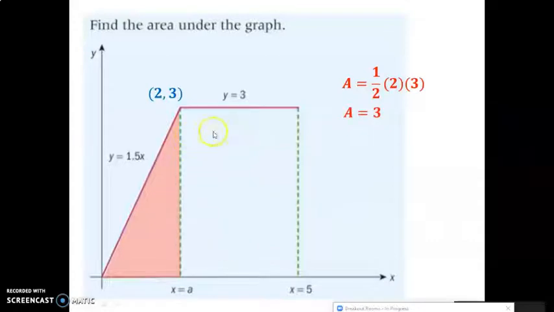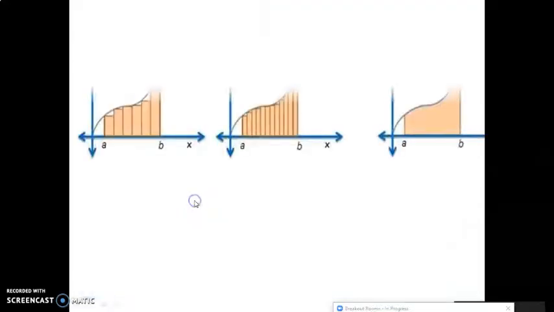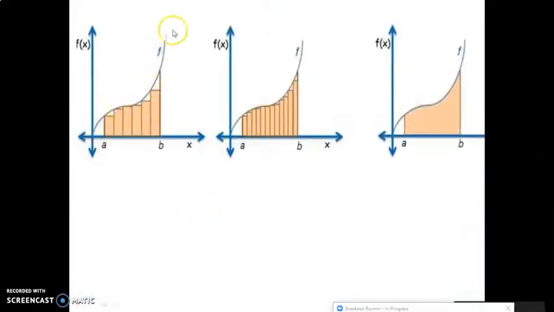And we can see this other shape here, which is a rectangle, but it's actually a square. We can find the area of that, 3 times 3, and it is 9. So the total area under this function is 12. That's the most simple approach to finding areas under curves, but not all functions have angles and very obvious shapes like this. A lot of other functions are curved.